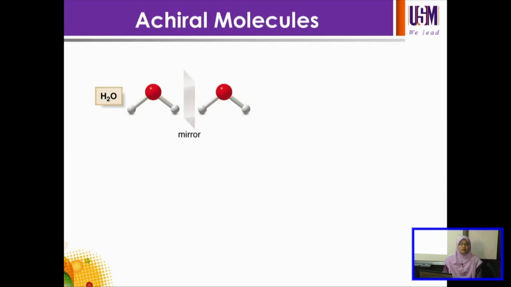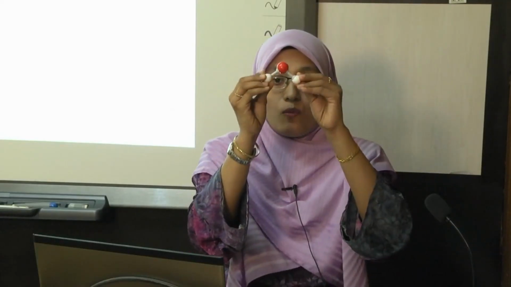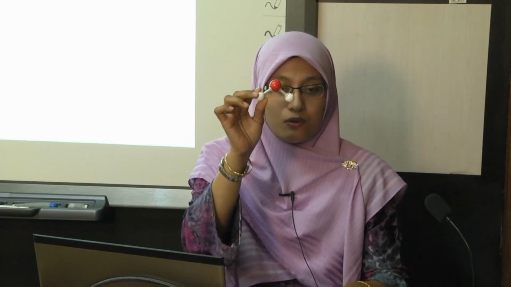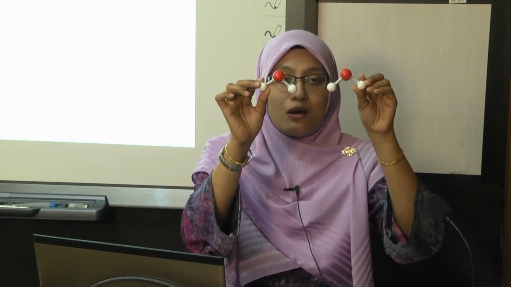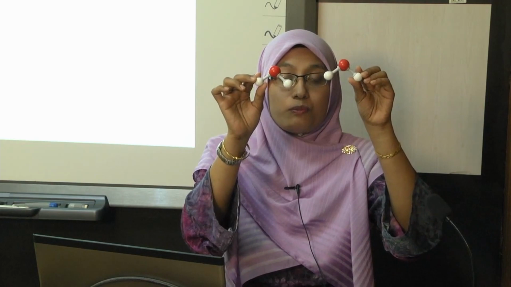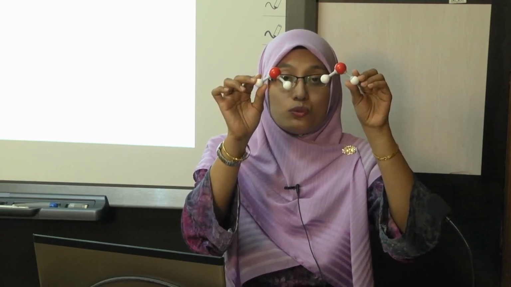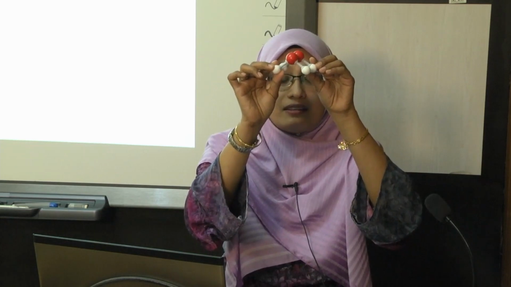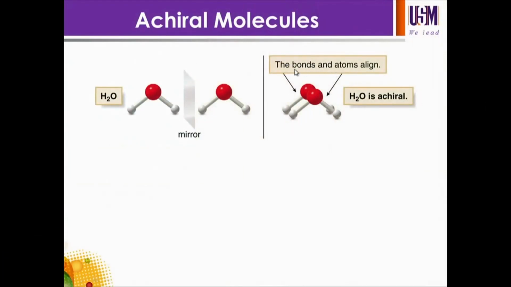Let's say here I have a water molecule, which is H2O. So I have here one molecule of H2O. Now, when I place it in front of a mirror, I will see a mirror image. But when I try to superimpose these two, I can see that they are identical. When we align the atoms, we see that all the atoms and their bonds are identical. So water is achiral.